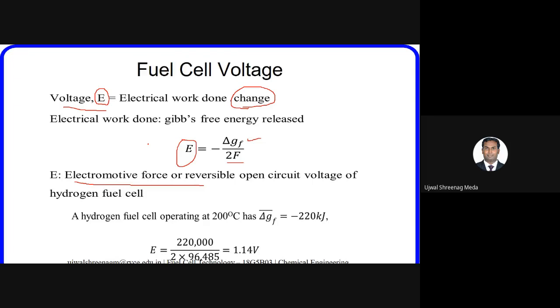So in this example, the fuel is hydrogen and the fuel cell is being operated at a temperature of 200 degrees centigrade. At this temperature, the change in Gibbs free energy of formation per mole is 220 kilojoules, and using that, if we calculate the voltage, it will be around 1.14 volt. That means under no loss conditions. So when the circuit is open, the open circuit voltage that can be generated in a fuel cell where hydrogen is used as fuel and operated at 200 degrees centigrade is 1.14 volt.